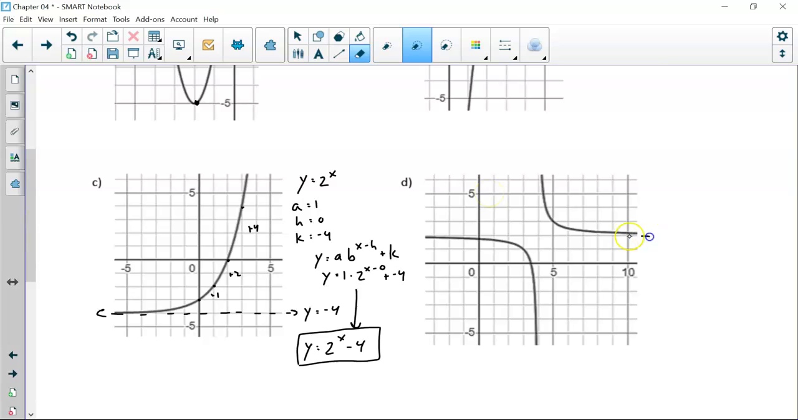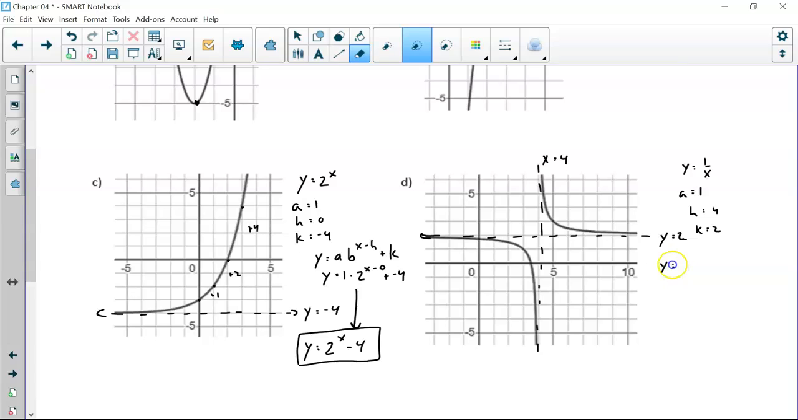For part D, I can see the horizontal asymptote is here at y equals 2. I can also see that my vertical asymptote is at x equals 4. Now, I'm going to tell you right now, this is y equals 1 over x for the parent function, and my a value is 1. It's kind of tricky to calculate that with what we know, but I'm telling you that's what it's going to be. So now my value for h, I'm shifting to the right 4 and then up 2. So h is 4 and k is 2.